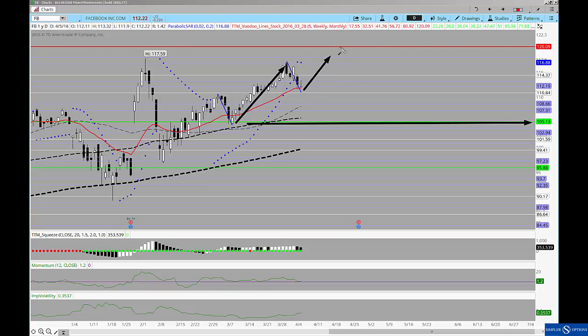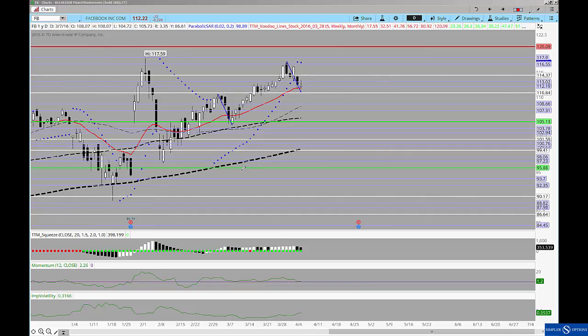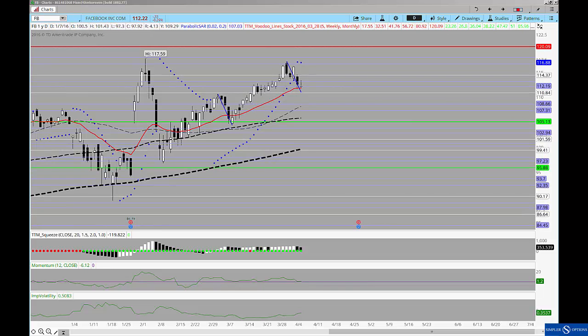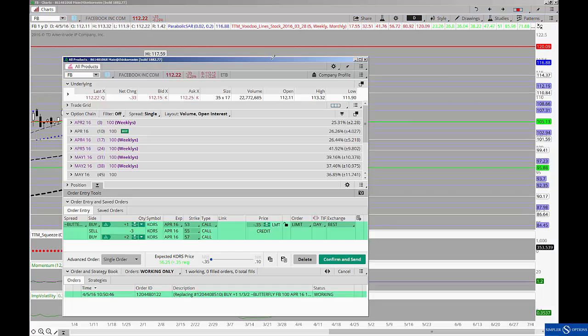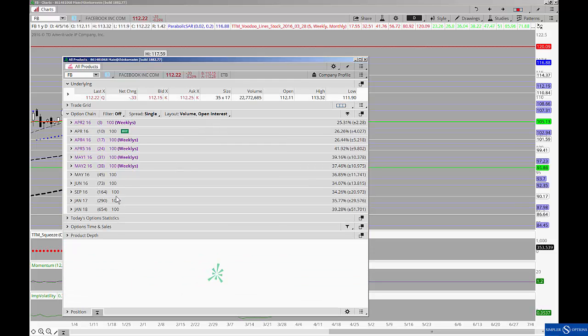So from 110, could we go up into 120? That'd be very nice, symmetrical, and it'd make a lot of sense. I don't know if it's going to happen, but if it drops down into that level tomorrow, I think there are 3 ways you want to take a look at playing it.